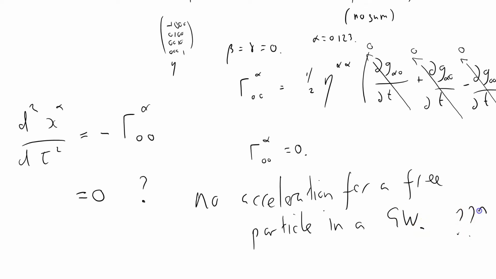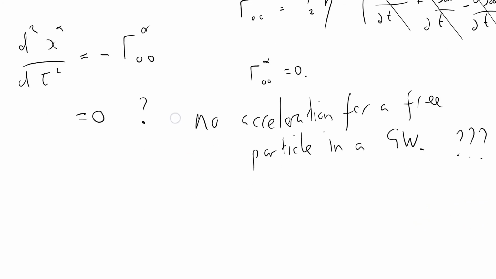Wait, what? What I'm expecting to see, classically at least, is that it's like being on the sea, floating on the sea, and a wave comes past you and it makes you accelerate up and down. But we don't see this. We see d2x alpha by d tau squared equals 0, so there's no motion. However, so it looks like we've wasted our time.